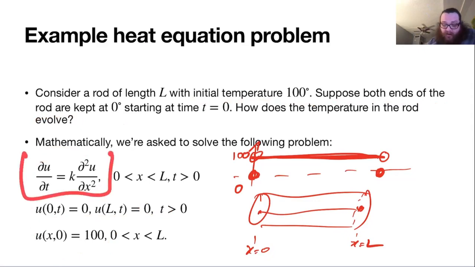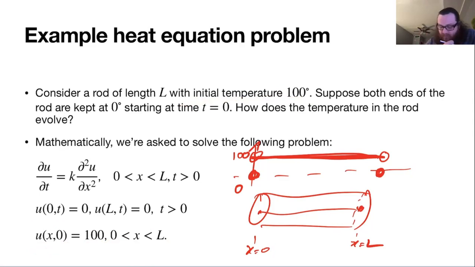What we want to know is how heat evolves, so we want to find the function u that works here. One thing to note: technically, the initial condition u of x comma 0 equals 100 doesn't satisfy the boundary conditions. That's part of the mathematical reason why we specify that this initial condition only holds on the interior, not exactly at the endpoints. In practice, it doesn't really matter because we're integrating, and integration doesn't care if you change the value at a single point.